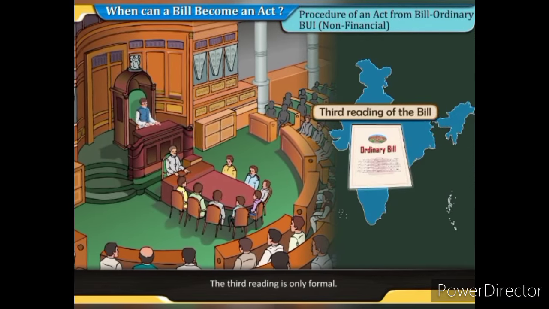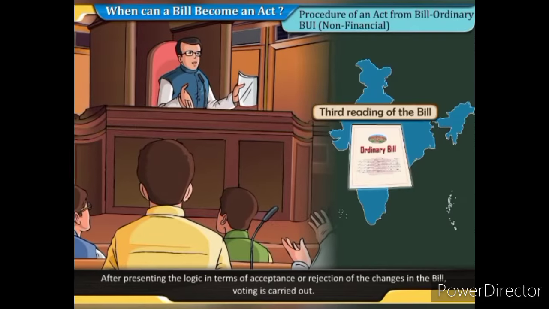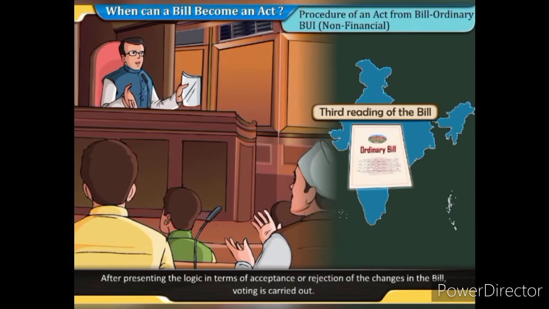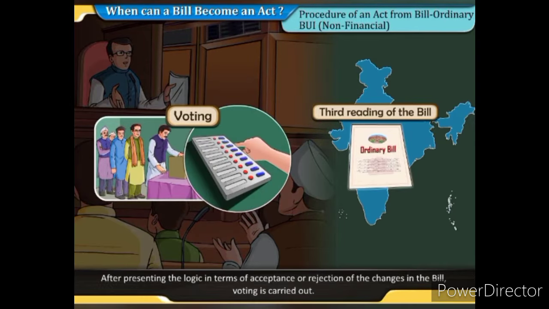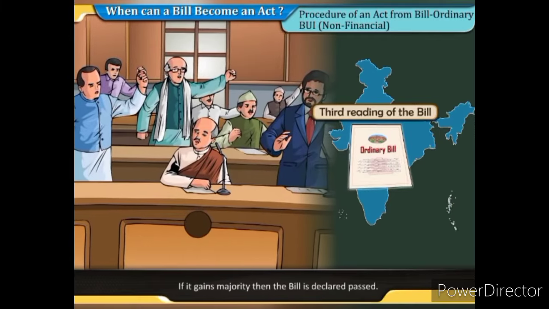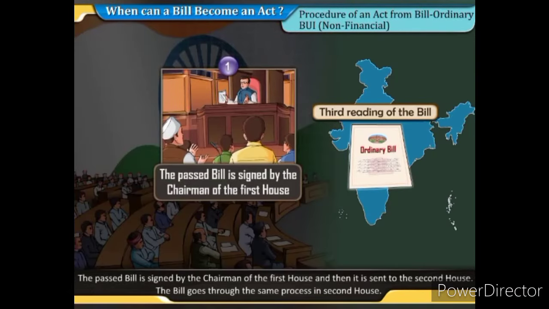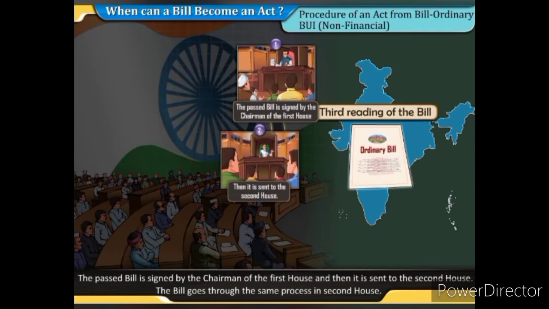The third reading is only formal. After presenting the logic in terms of acceptance or rejection of the changes in the bill, voting is carried out. If it gains a majority, then the bill is declared passed. The passed bill is signed by the Chairman of the First House, and then it is sent to the Second House. The bill goes through the same process in the Second House.